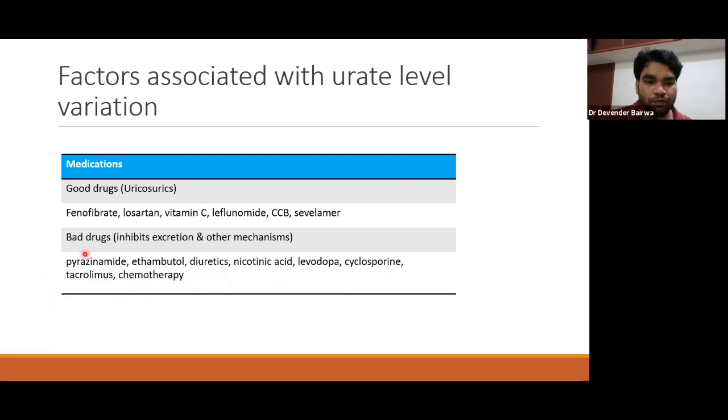Pyrazinamide and ethambutol, we know when we give ATT, these are there. Diuretics, we know thiazides, and to some extent furosemide will also cause this. Then cyclosporin and tacrolimus, we know because we give these drugs, and with chemotherapy there will be more uric acid production. So all these drugs are involved in hyperuricemia.